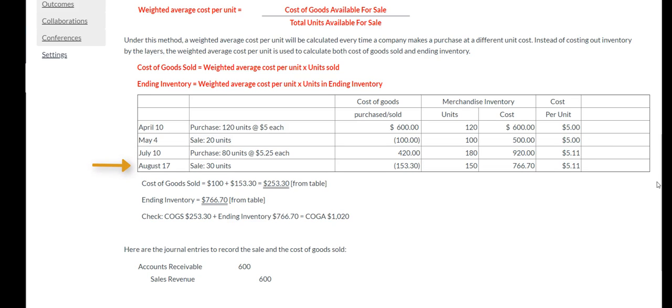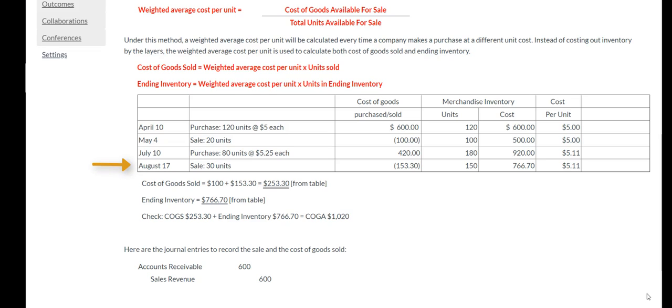In calculating the second sale that occurred on August 17th, the 30 units sold on that date will sell at the going weighted average cost per unit, which is $5.11. 30 units sold times $5.11 weighted average cost per unit equals cost of goods sold of $153.30. Looking to the right column again leaves 150 units remaining in ending inventory at a cost of $766.70.